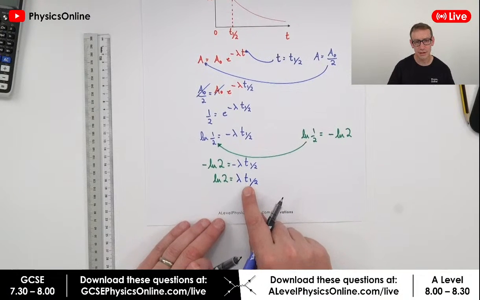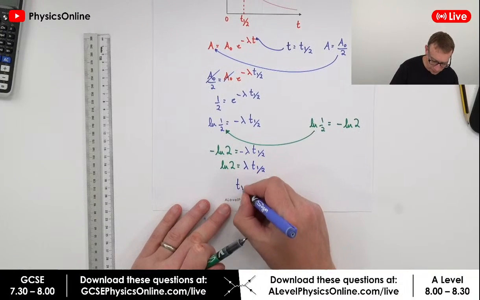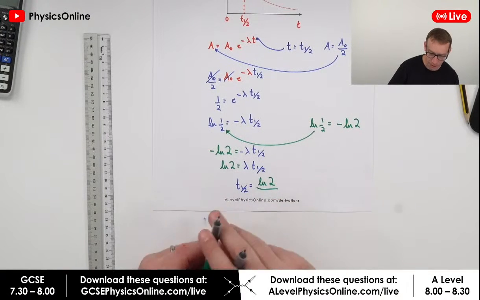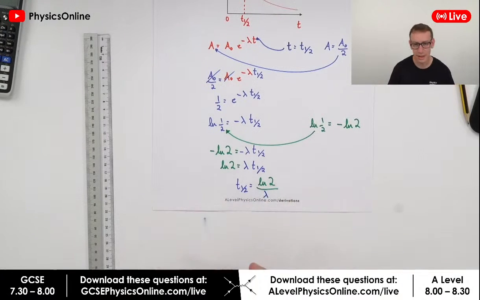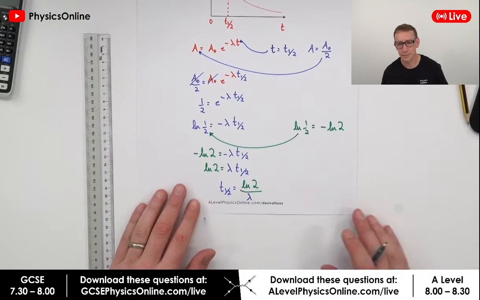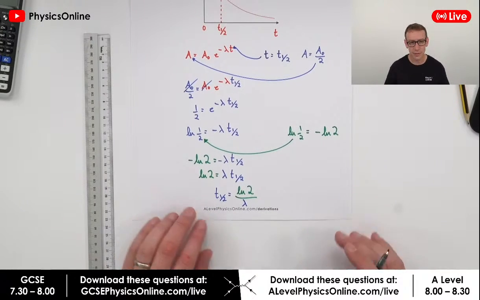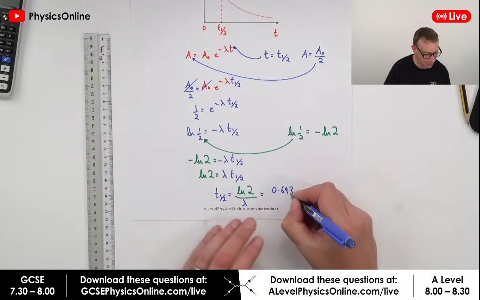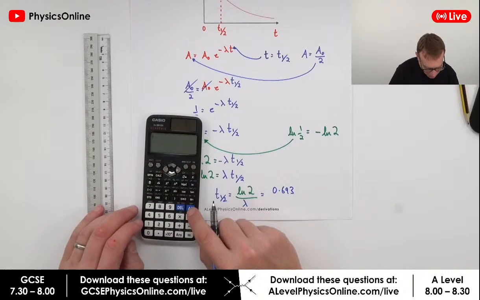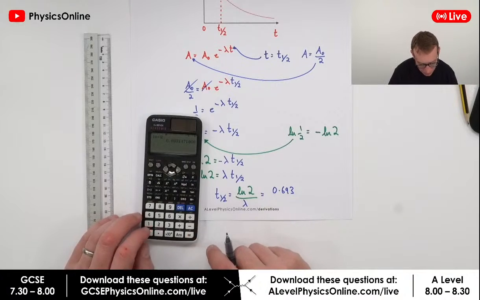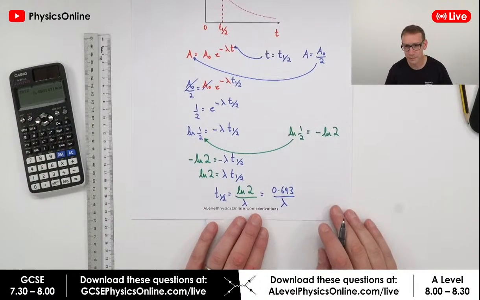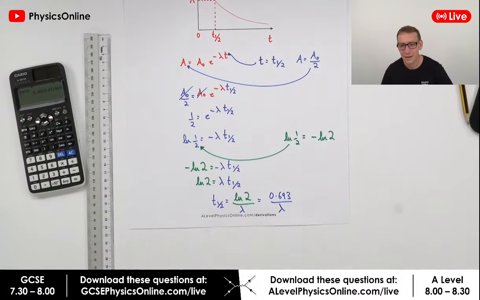And if we want to find out the value of t1/2, that's going to be equal to the natural log of 2 divided by lambda, where lambda is just that decay constant. Sometimes, of course, you also see this written down as 0.693 divided by lambda.